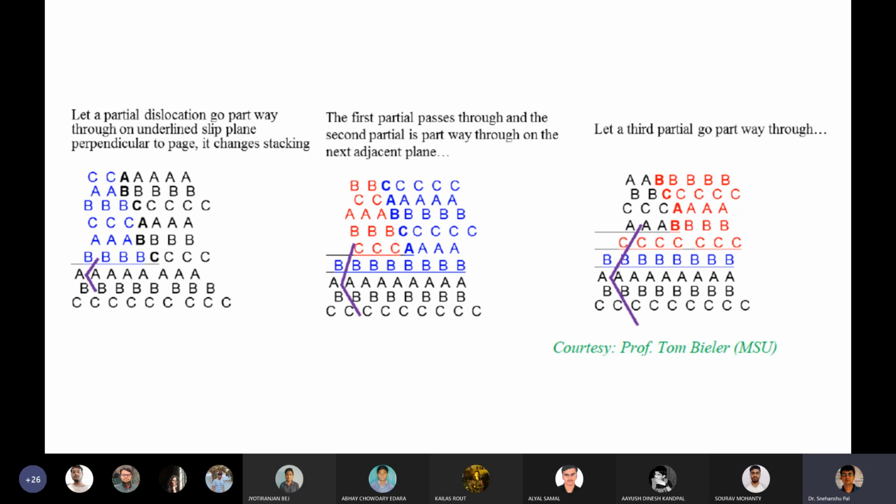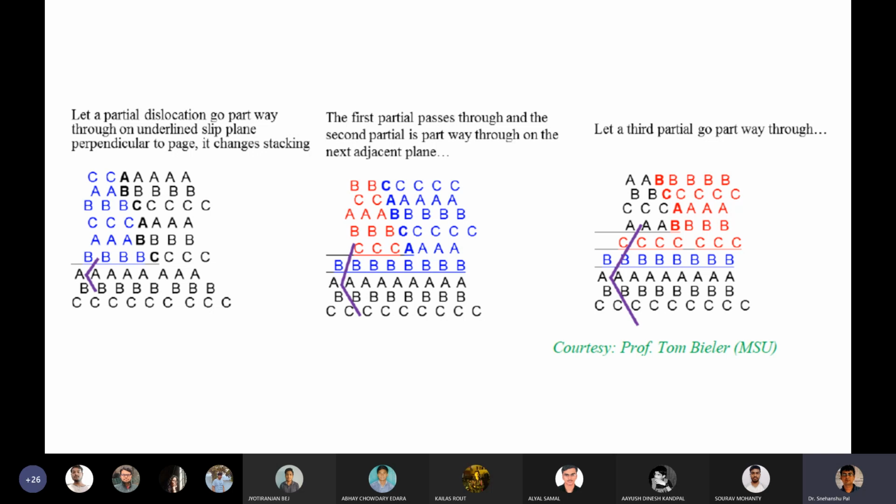If you look at the picture, then you can easily understand why twinning requires cooperative dislocation displacement. In the first figure, let a partial dislocation go part way through on one underlying slip plane, perpendicular to the slide. It changes the stacking sequence. If you understand, then you can see the stacking sequence in the violet color.